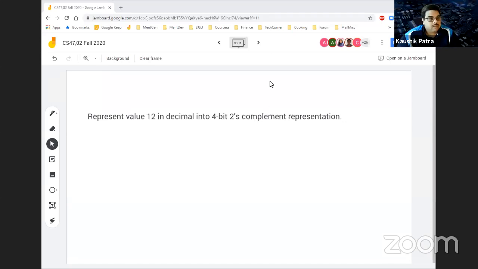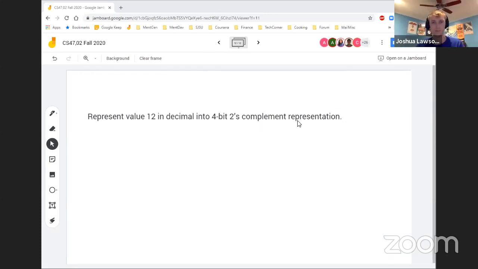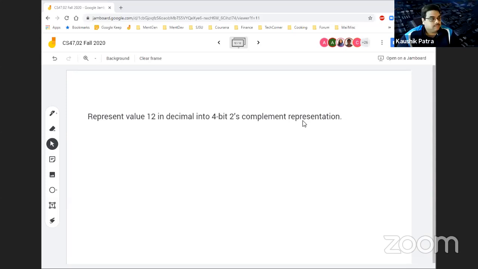Okay, so anyone wants to answer this question? Sure. I think it would be impossible since you would need 5 bits in 2's complement. Yeah, thank you very much. This is a little bit of a trick question.